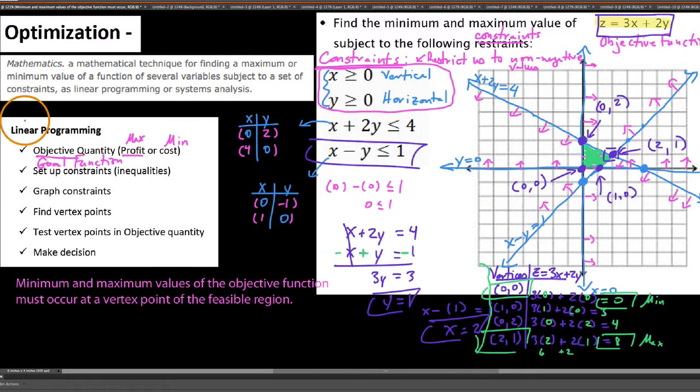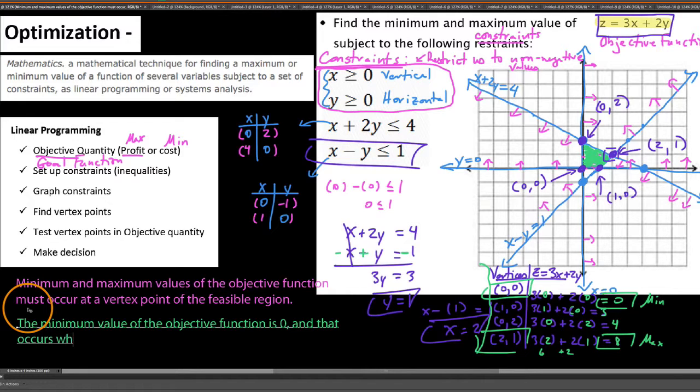So what we're basically going to write here is a conclusion statement. And this conclusion statement, here's what it needs to basically conclude. We say the minimum value of the objective function is 0, and that occurs at 0, comma 0. And the maximum objective function value is 8, and it occurs at 2, comma 1.